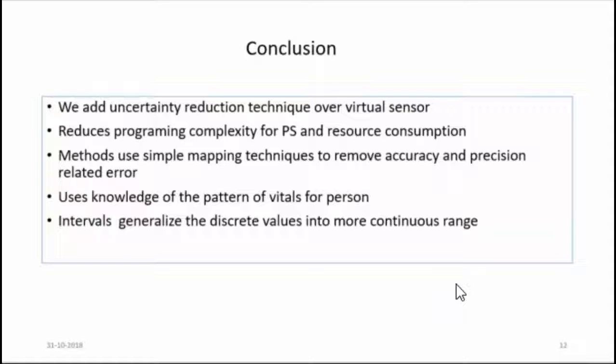So our problem was how to reduce the uncertainty in the data from digital sensors in remote health. What we did was an interval mapping technique, using the learned behavior or pattern of BP of the person. First we generalized a model for the accuracy, then we used that model to further reduce the error, and we also used the pattern of the person to reduce the precision related error. So both the accuracy and the precision related errors are minimized using more continuous values from the range, by the interval mapping technique.